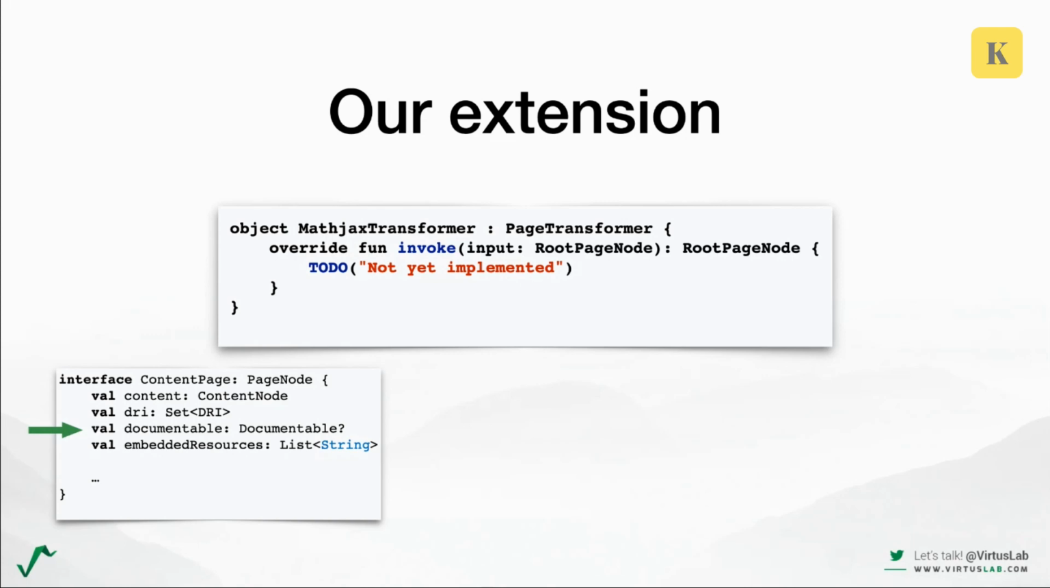This is a property that allows us to access which Kotlin symbol is documented on a given page. So we can just check its documentation and check if it contains a doc tag interesting for us. And it has something called embedded resources. It is a list of URLs of style sheets and JS script files that are included on that page. So here we have our two properties, and we want to use them to implement our MathJax transformer. You probably wonder why they are val, why they are not a mutable list. But let's for now put a pin on that. I will get back to this in a few minutes.